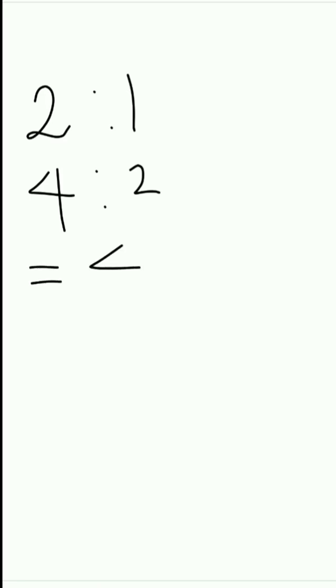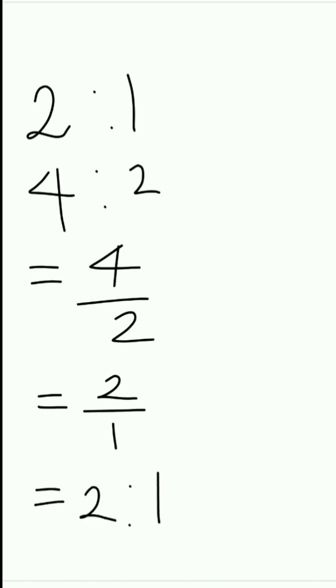Now consider the ratios 2:1 and 4:2. You have already studied how to write a given ratio in its simplest form. Let us try to write the ratio 4:2 in its simplest form. This 4:2, I can write as 4/2. Now, 2 is a common factor for both the numerator and denominator. So when we cancel 2 from both the numerator and denominator, we will get 2/1. So this will become 2:1. So 4:2 is equal to 2:1.